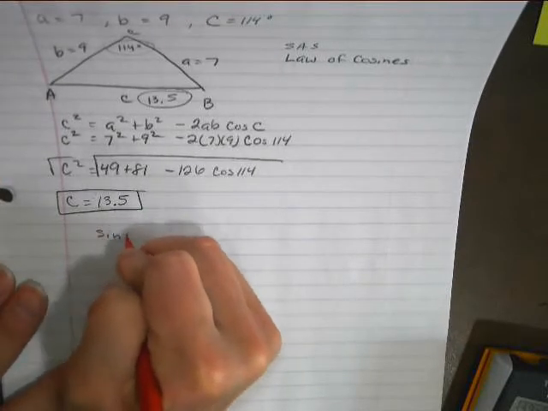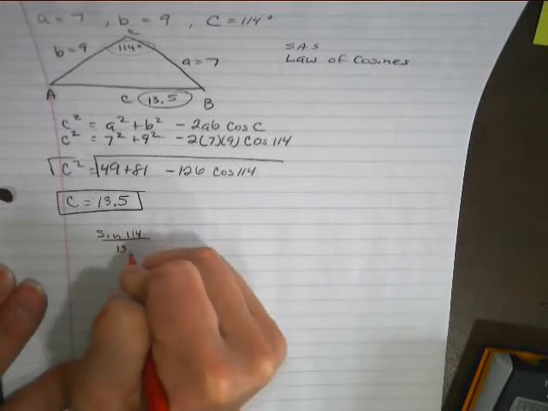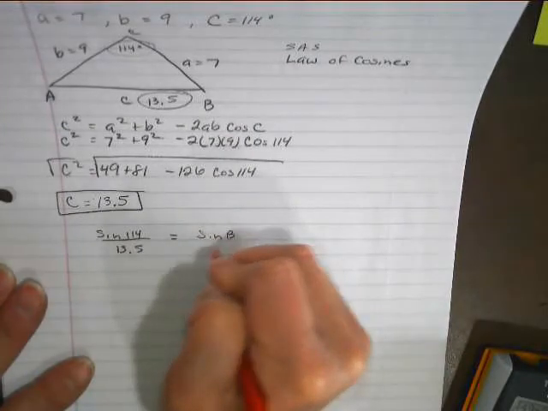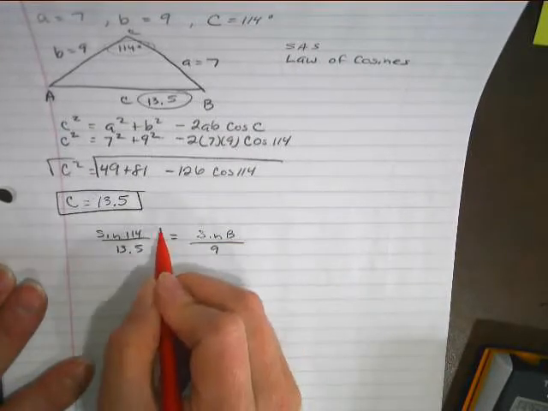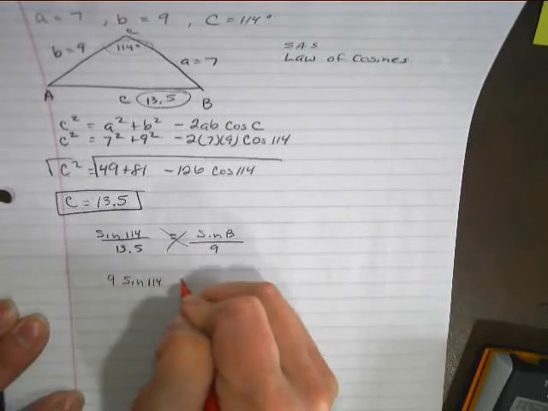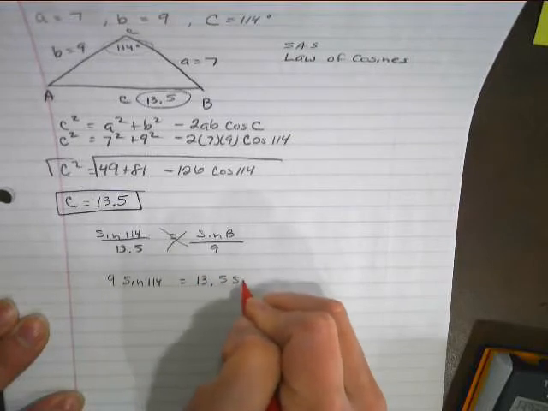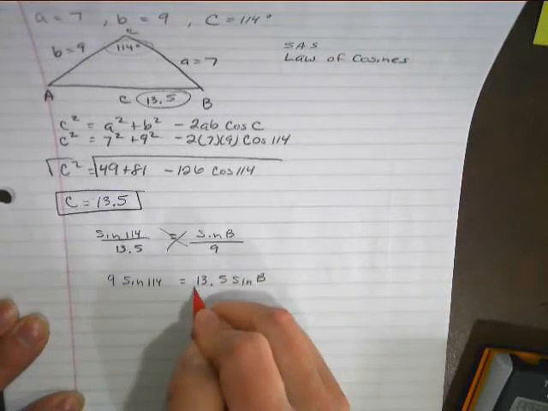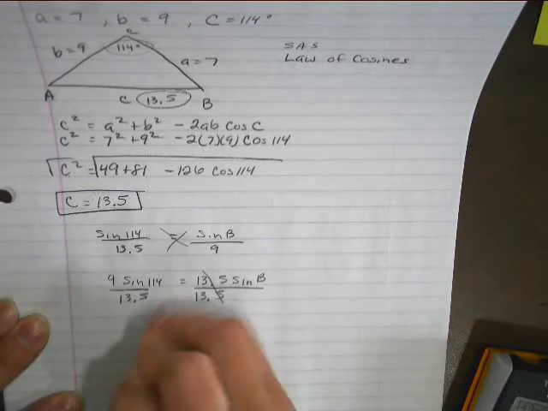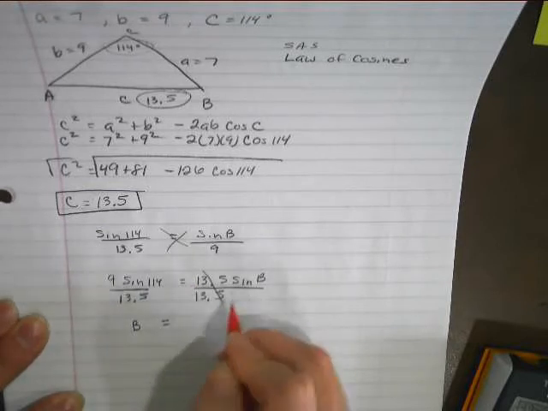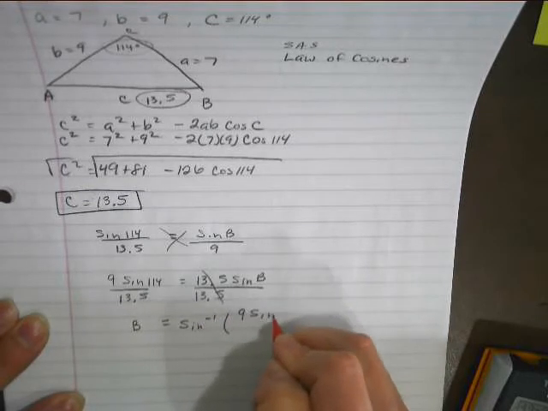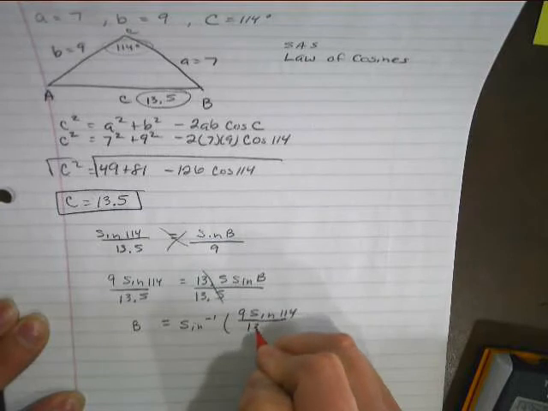So I know that the sine of 114 over 13.5 is going to equal, I'm going to look for angle B, so sine of B over 9. So we're going to cross multiply here, and then I'm going to divide by 13.5. So B is going to equal the inverse sine of 9 times the sine of 114 all over 13.5.